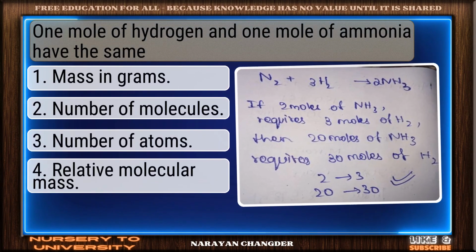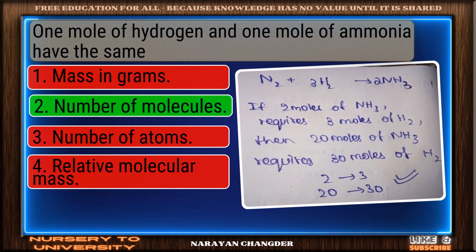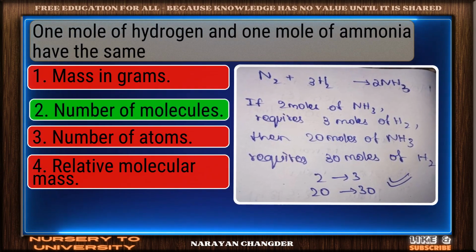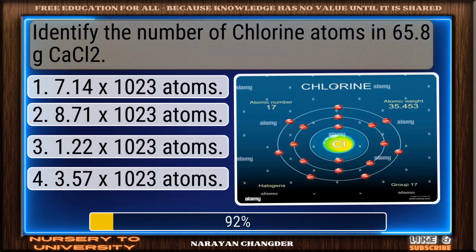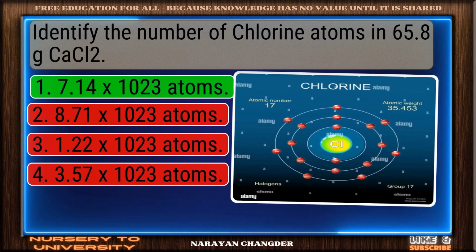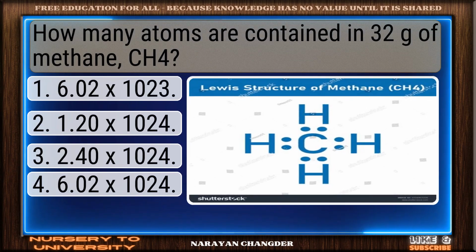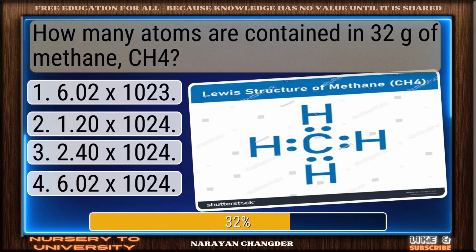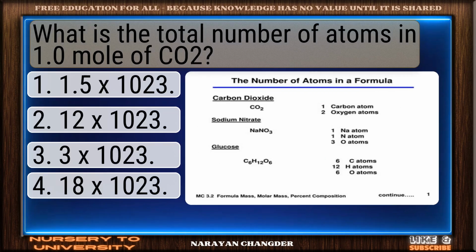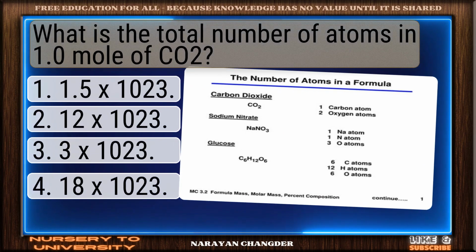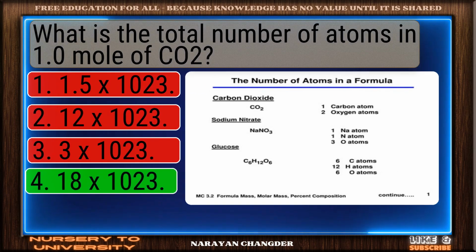1 mole of hydrogen and 1 mole of ammonia have the same... On track. Number of molecules is the correct answer. Identify the number of chlorine atoms in 35.5 g of chlorine. Right choice. 7.1x10^23 atoms is the best answer. How many atoms are contained in 32 g of methane, CH4? You got it. Your choice 6.02x10^24 is right. What is the total number of atoms in 1.0 mole of CO2? You chose 1.8x10^24 and it is correct.